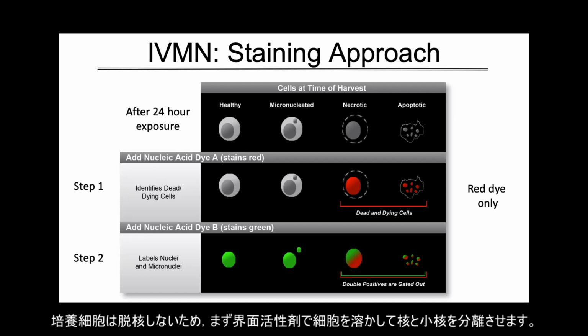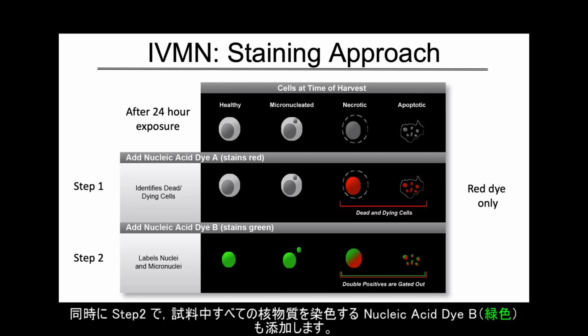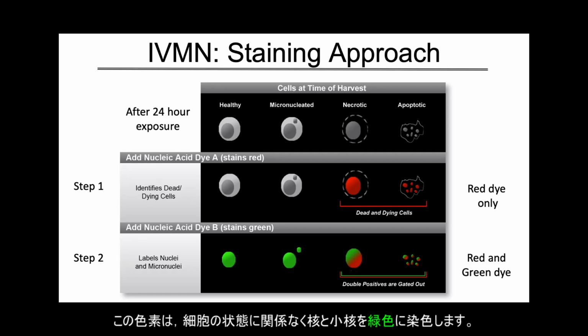Thus, in order to separate the nucleus from any potential micronuclei in the cell, we use a detergent to lyse the cells, thus liberating both nuclei and micronuclei. This lysis is accomplished simultaneously with the addition of nucleic acid dye B, which labels all nuclear material in the lysed sample. In this case, we use the green color to show the single color staining of the nuclei from healthy cells, and the nuclei and micronuclei from cells that have undergone genotoxic damage.